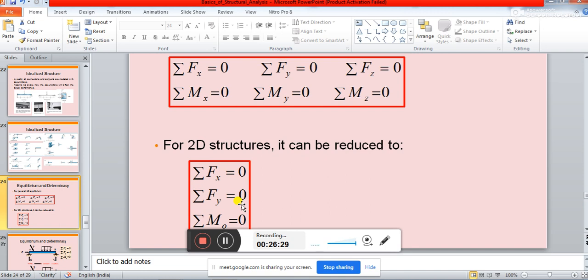So, if you can idealize your structure as a 2D structure, then your life will become simpler and you can analyze it in a very easy way.